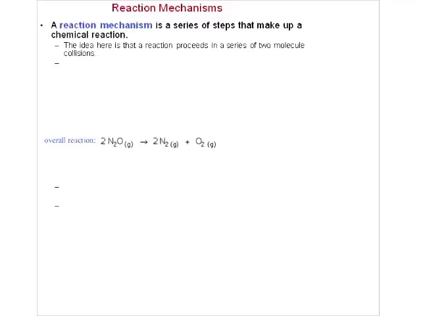But if we complicate that by saying that instead of just two, now we have three or four all coming together at the same time, all with the correct energy, and all colliding with the correct orientation, that's a very tall order to fill. And chances are it probably doesn't happen that way. So a reaction mechanism is based on the idea that everything is going to be a series of two-molecule collisions, and we're going to break it down into simple steps.